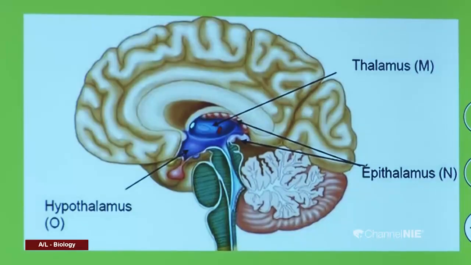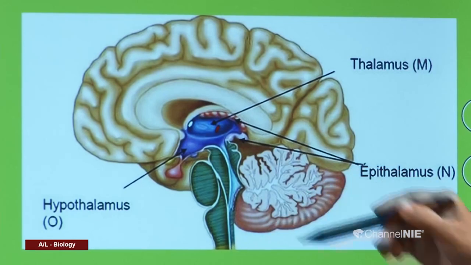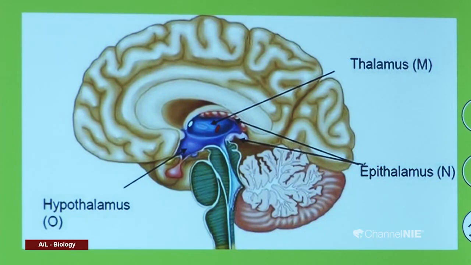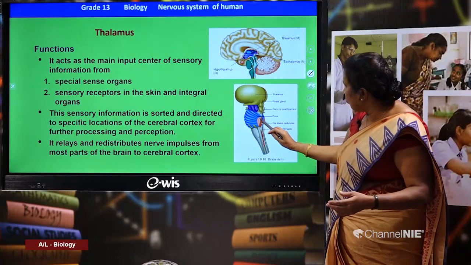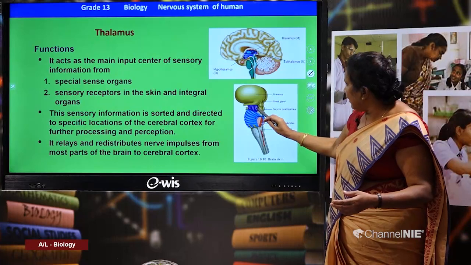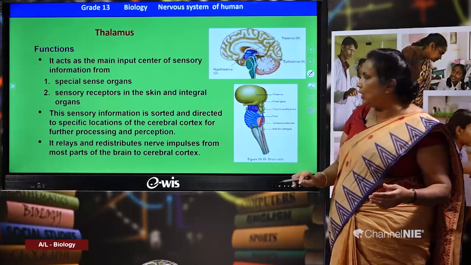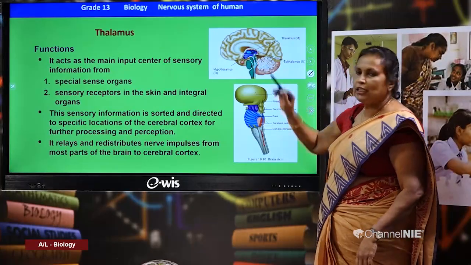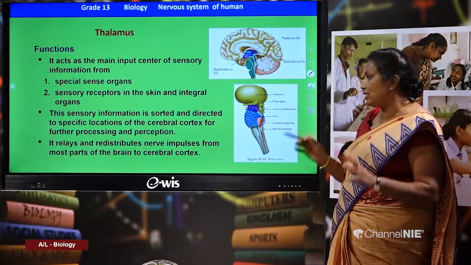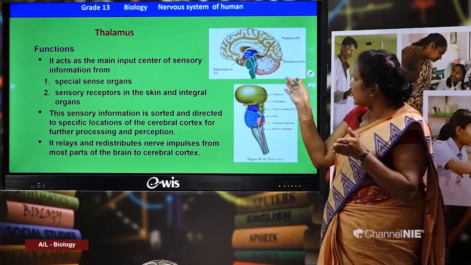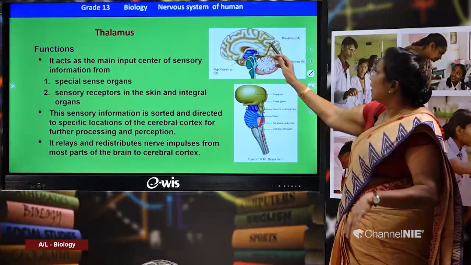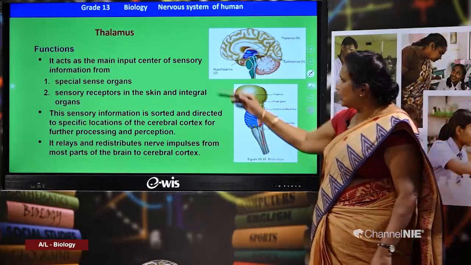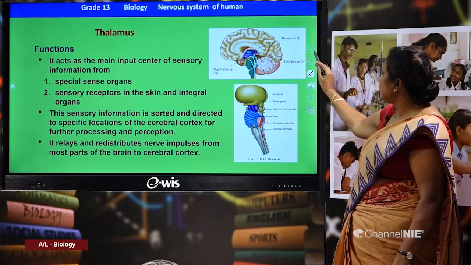Now what does it mean, relays? Sensory information or the sensory impulses are coming through this area, the spinal cord, through this region and through this region, and finally into the thalamus. Then it relays, it actually transfers into another neuron within this particular structure. So therefore, it is a very important structure and it redistributes into different regions of the brain, right? Those are the major functions of the thalamus, right?